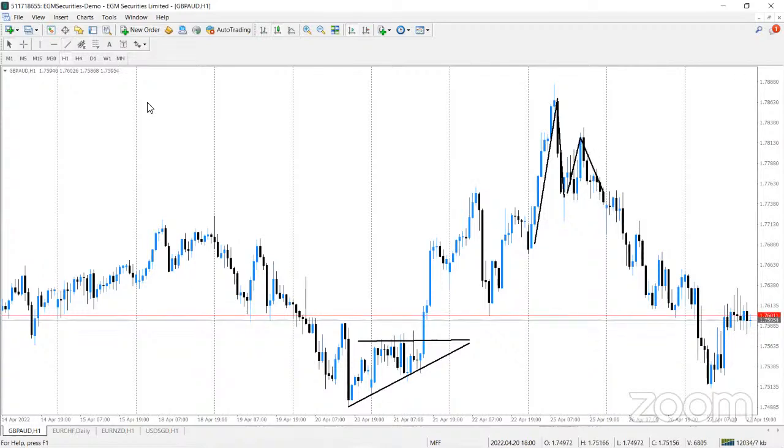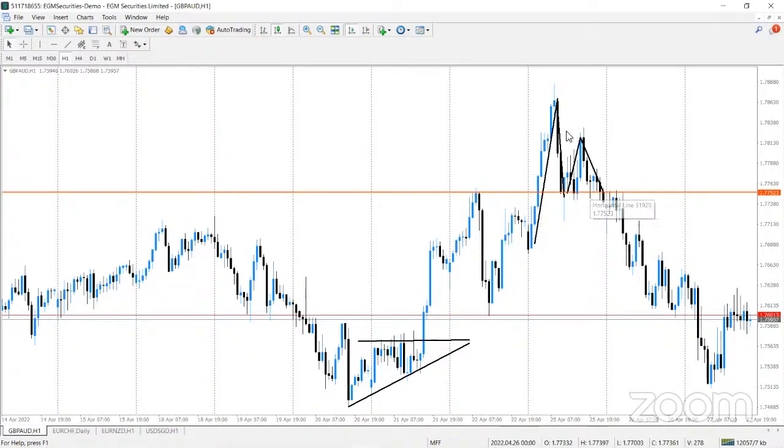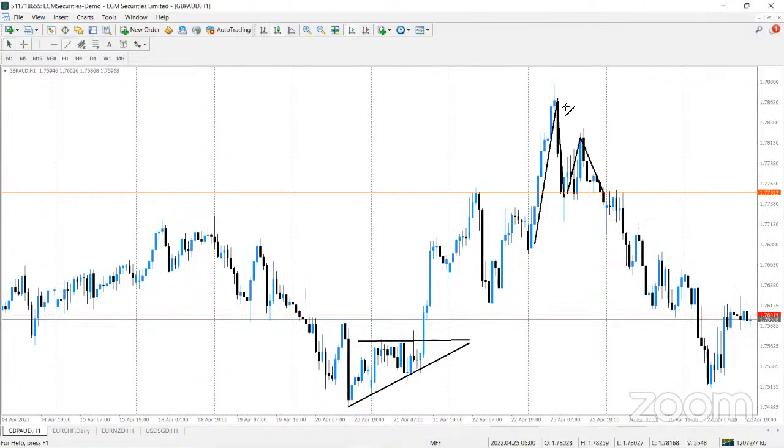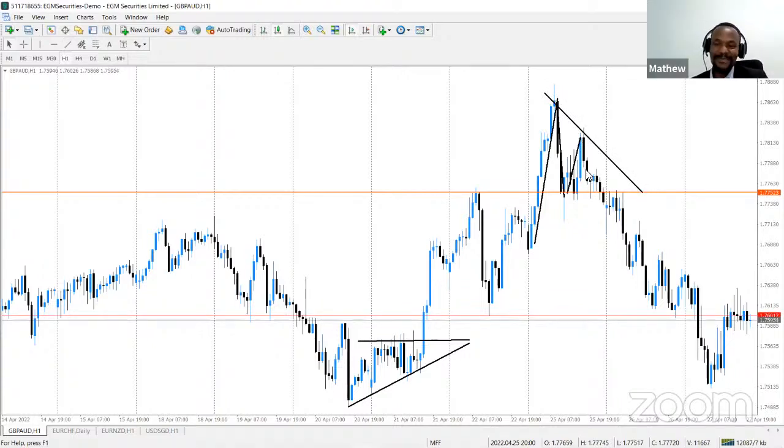So in this case, you can see your neckline is very clear. It's even starting from this previous high, and then we have our pattern forming like that. That's awesome. Another triangle. So I think it's all about training our eyes to see it, to spot it.